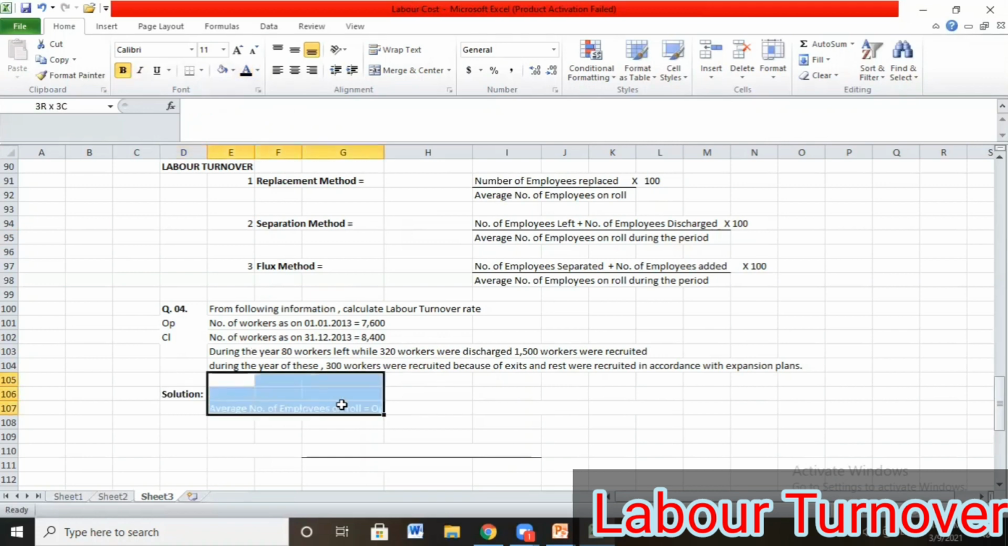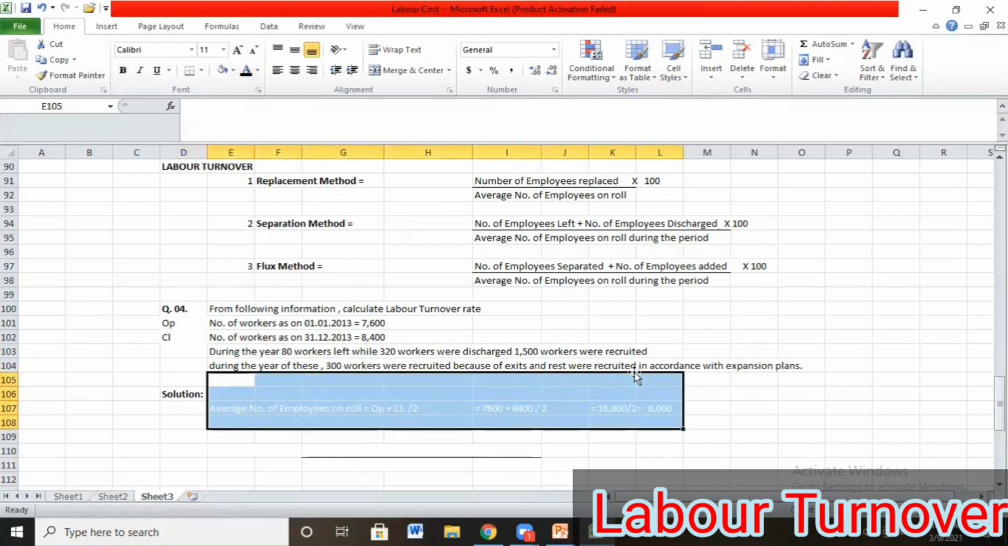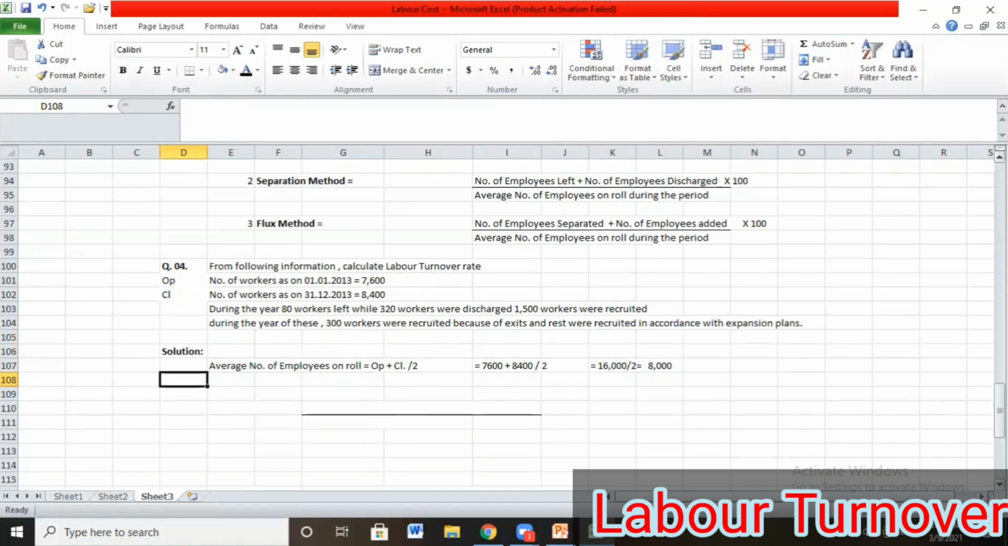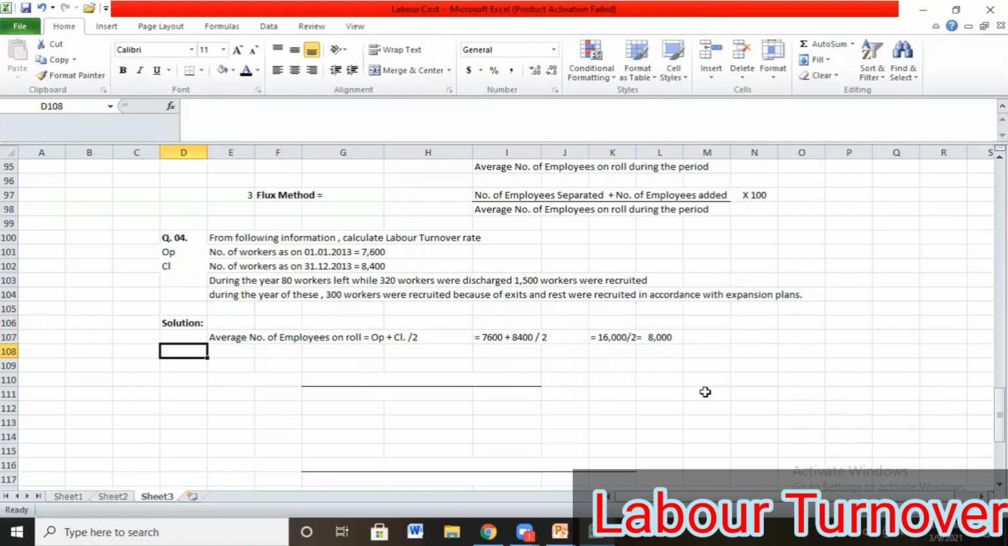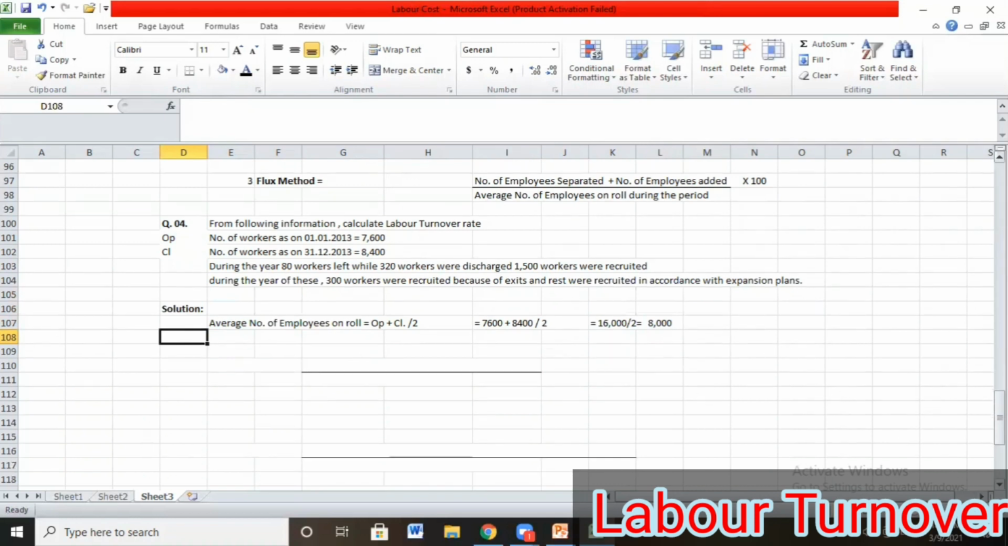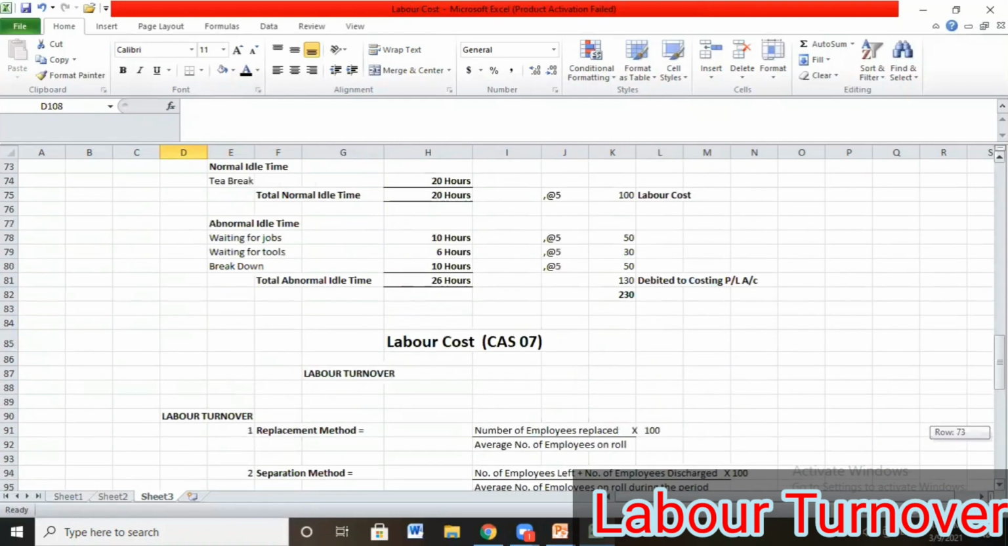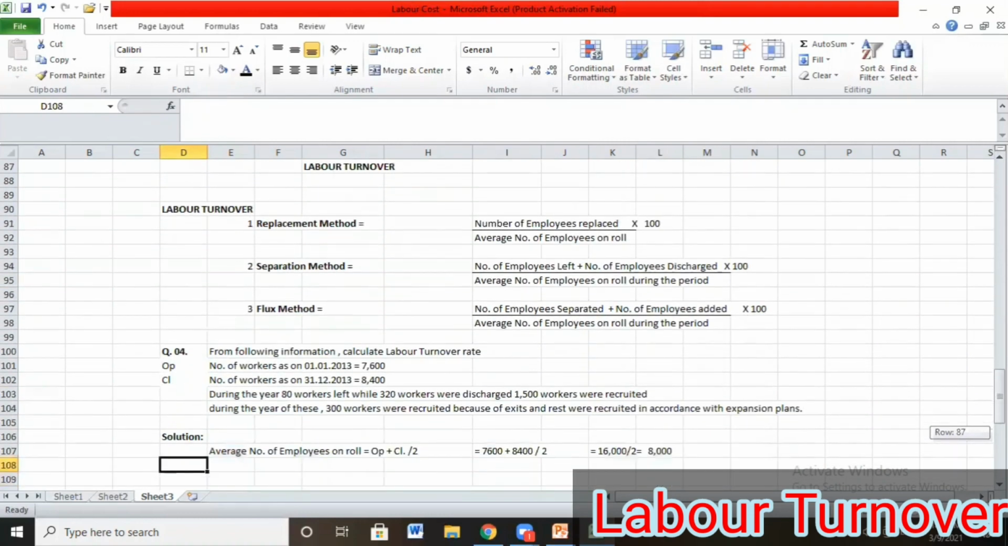So while doing the solution, we first need the average number of employees on roll: opening employees plus closing employees upon 2. So opening employees 7,600 plus 8,400 divided by 2, that is 16,000 divided by 2, which is 8,000. So this is your average number of employees. How to use the formula? We should go ahead with the formula.